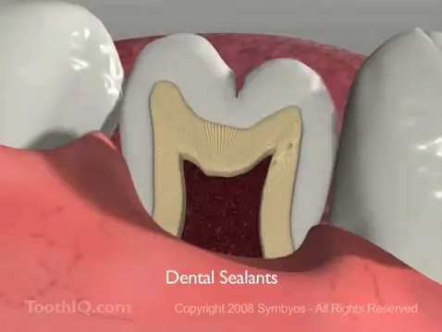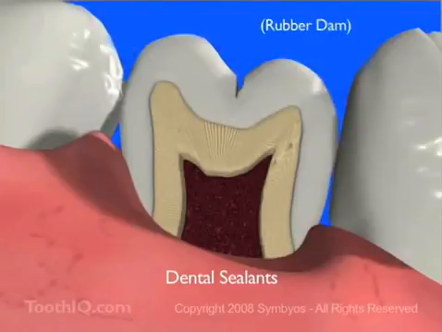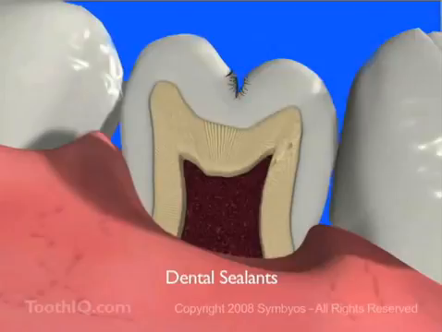Following thorough plaque removal from the pits and fissures, the tooth is isolated from all mouth moisture and the grooves are etched with a mild acid solution. This produces a microscopically roughened surface into which the sealants will adhere. The sealant is then applied to the grooves as a viscous liquid, which hardens on its own or by exposure to a blue light. Once placed, the sealant prevents bulk plaque from being able to accumulate in the pits and fissures. But sealants do have some potential downsides.